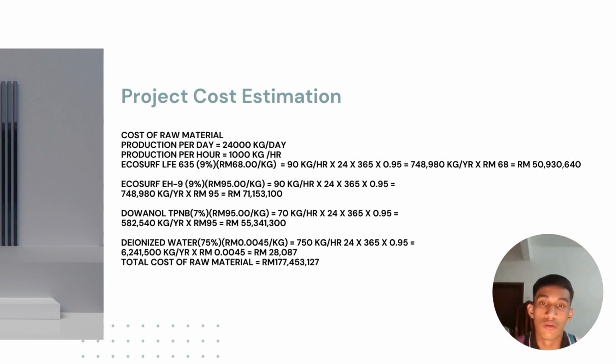For the cost of LFE, the price is around 98 ringgit per kilo. After it is multiplied by the steam factor, we will get around 50,930,640. The second, cost of EH9, is around 95 ringgit per kilo, and the price we get is around 71 million. The third one is 1-ONE TPNB, which is around 95 per kilo also, and the price after the steam factor is 55 million. And the last one, the NS water, is around 0.0045 ringgit per kilo, and after the steam factor, it is around 28,000. So the total cost of the raw material is around 177 million.